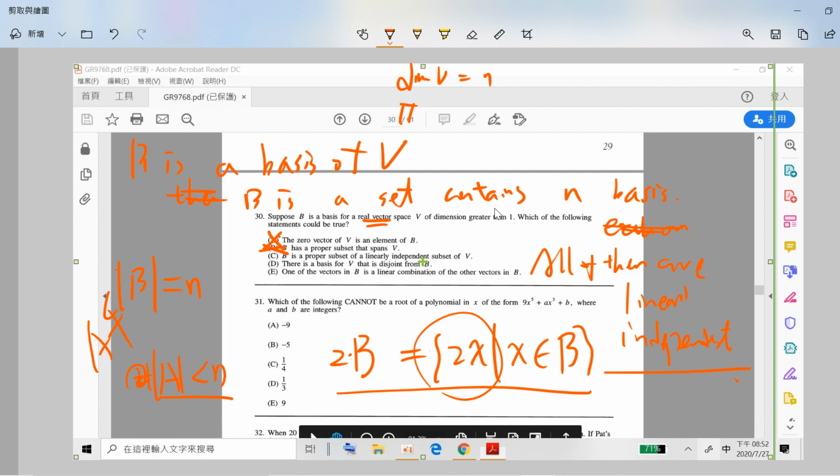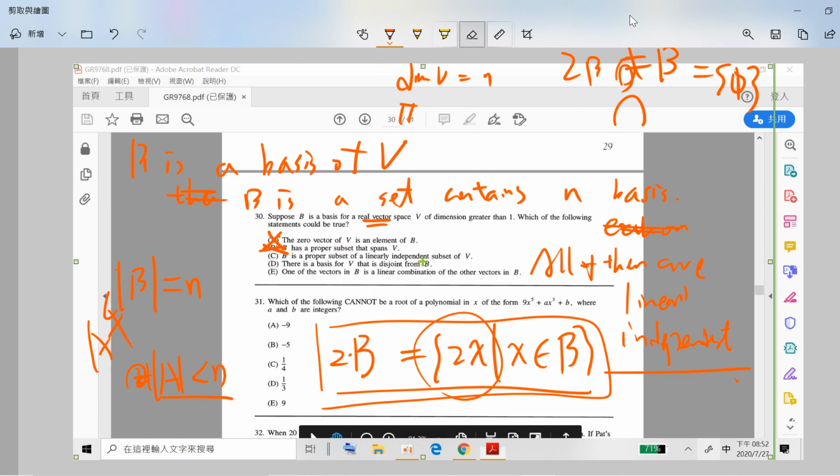Since you have n linearly independent vectors, if you multiply each of them by 2, then it's still linearly independent because you can cancel 2. Each vector is different from the previous, and the 2B still spans the whole vector space. And also there are no elements in 2B that are the same as B. If this is not correct, that means B is not linearly independent. But we know that B is linearly independent. So basically 2B is disjoint from B.